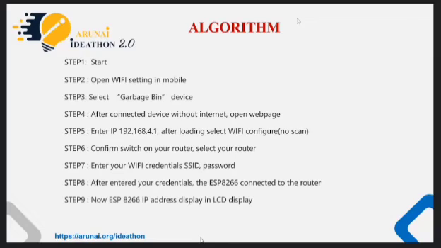Open Wi-Fi settings in mobile. Select the garbage bin device. After connecting to the device without internet, open a web page. Enter the IP 192.168.4.1. After loading, select Wi-Fi configure. Switch on your router, select your router, and enter your Wi-Fi connection SSID and password. After entering your credentials, the ESP8266 connects to the router. Now the ESP8266 IP address is displayed on the LCD display.